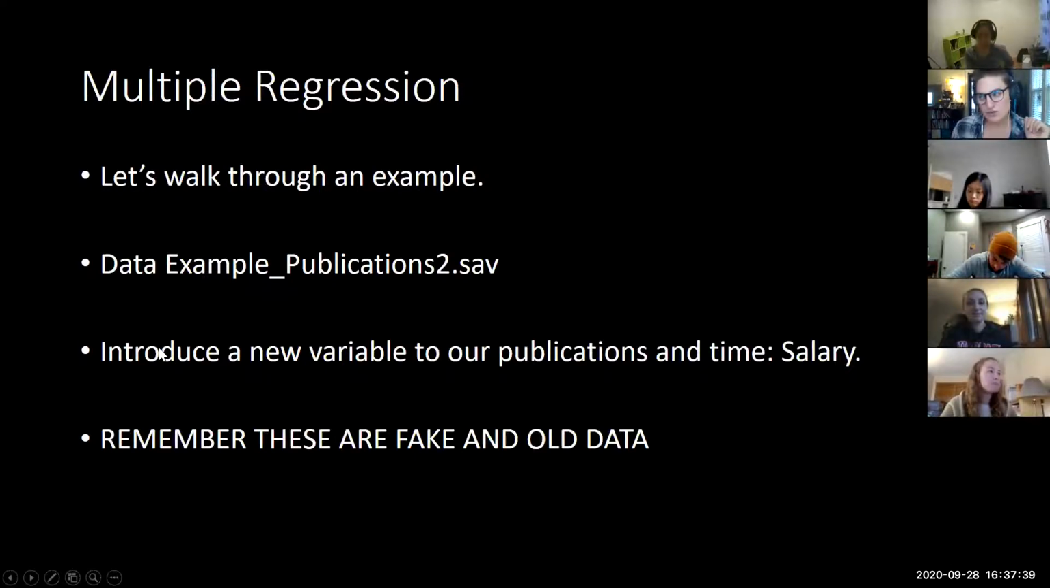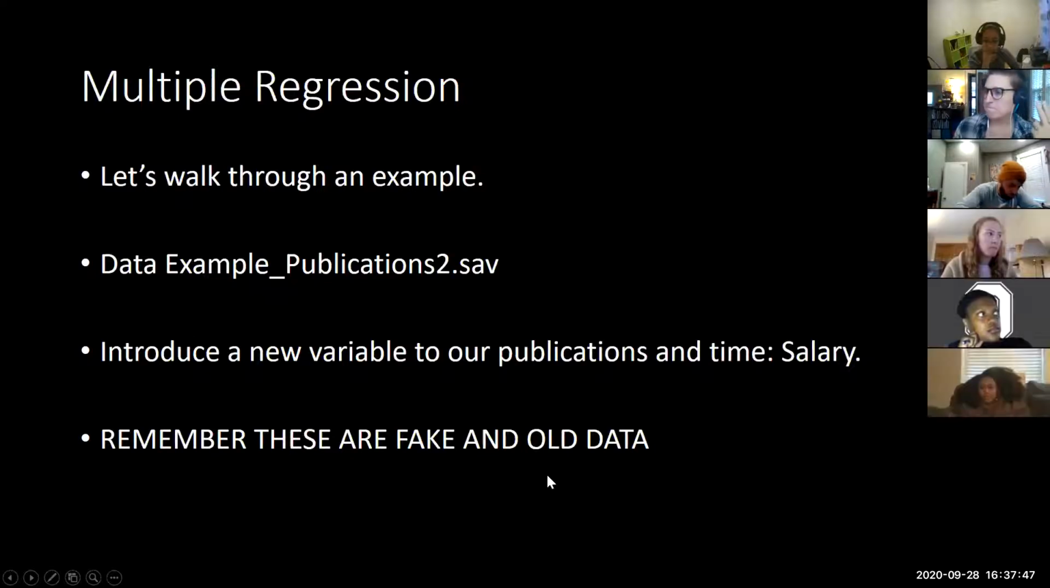All right, so I'm introducing a new variable to that idea we've been looking at about the relationship between publications and years of experience, or years from PhD. This time I'm going to introduce the variable salary. Now I just want you to remember that these are fake data that were made up sometime in the 90s. So they do not represent reality.